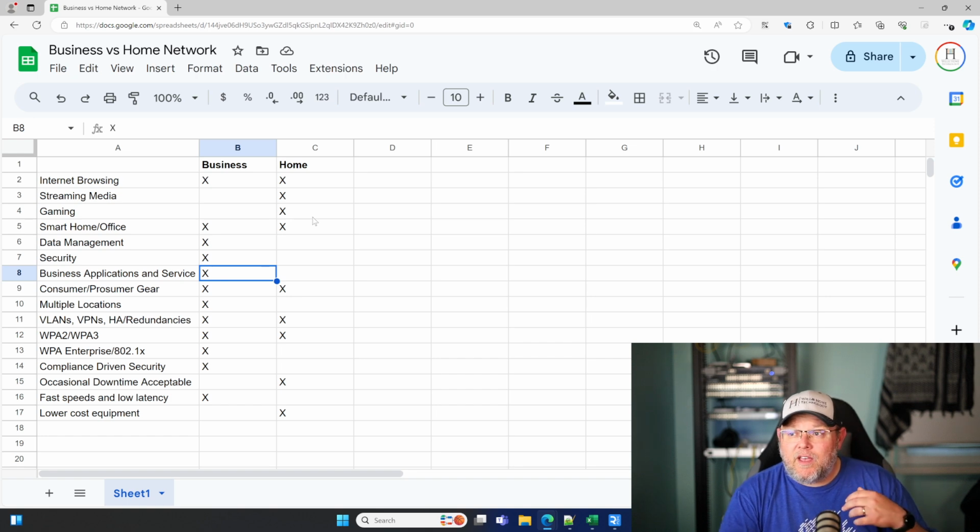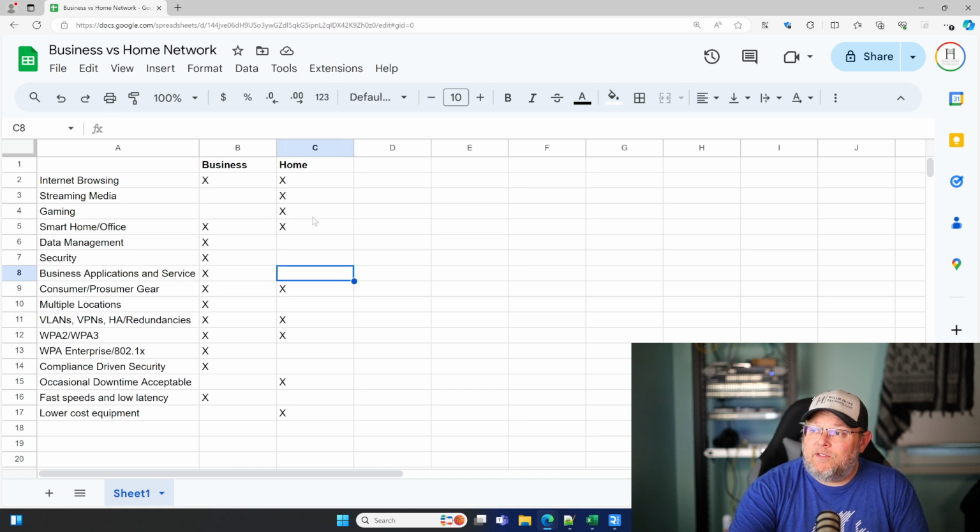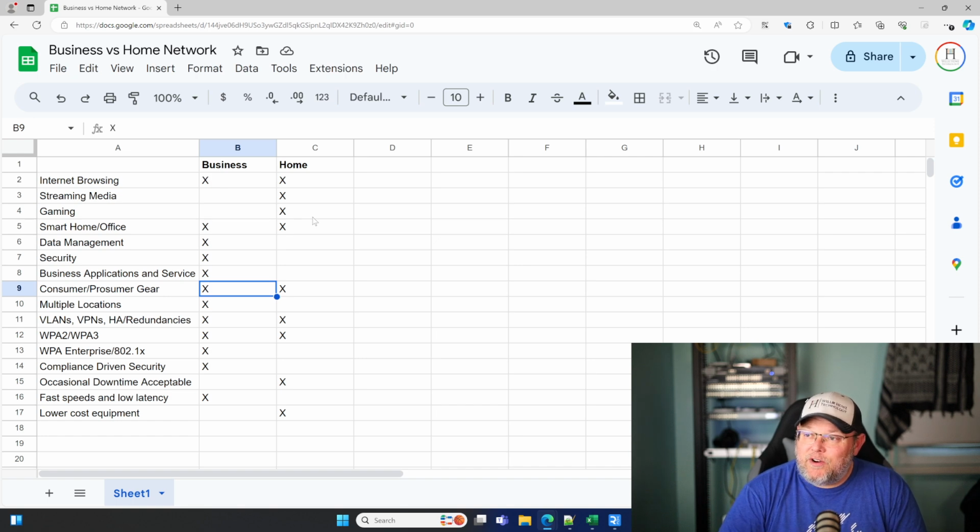Business networks can be designed to host business applications and services. So you've got a rack of servers, you've got a huge amount of storage, things that are for a business to make money. You're typically not going to do that in a home network. Now, this one's going to be kind of controversial, but are you going to use consumer or prosumer gear?